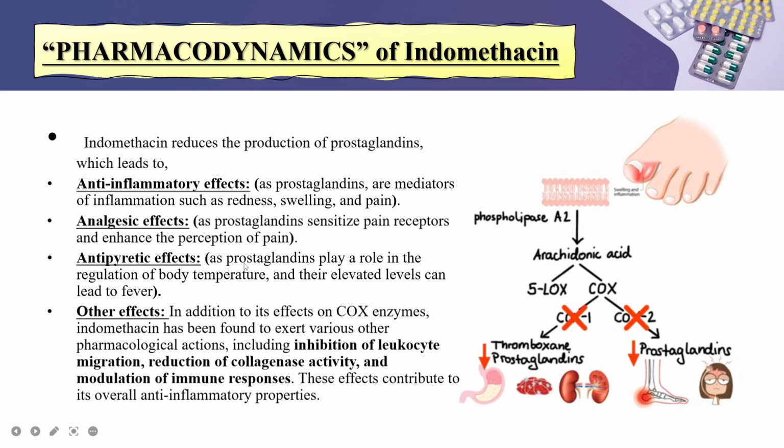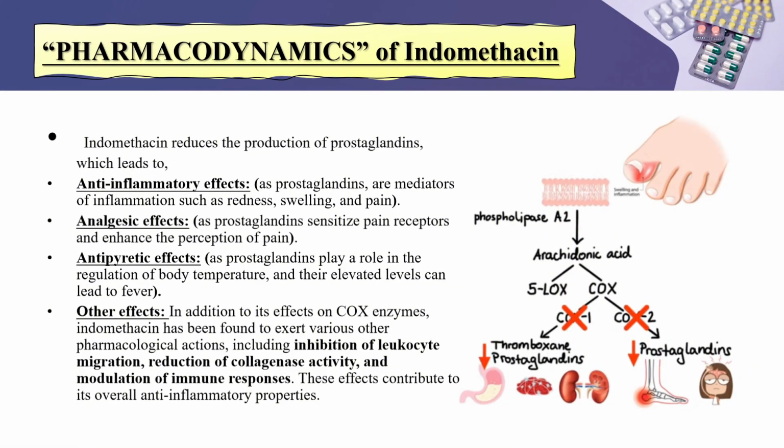Antipyretic effects are not that common, but still, as prostaglandin plays a role in regulation of body temperature, and elevated levels can lead to fever, when we reduce the production of prostaglandin, it leads to antipyretic effects. Other effects include inhibition of leukocyte migration. So basically, prostaglandin E2 is an important mediator in leukocyte migration, and leukocytes initiate the inflammatory response. So when prostaglandin production is inhibited, it also leads to inhibition of leukocyte migration.